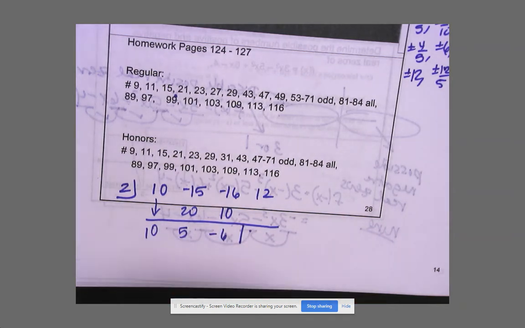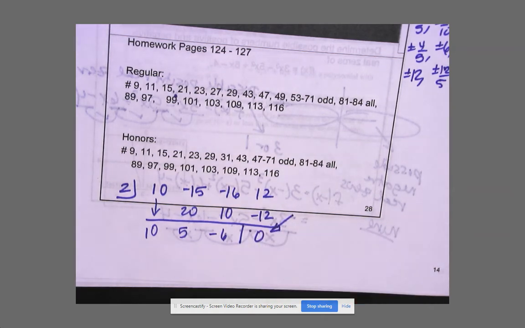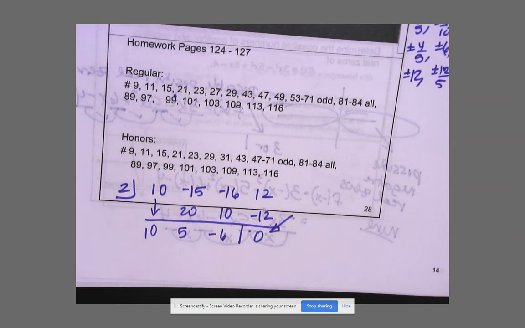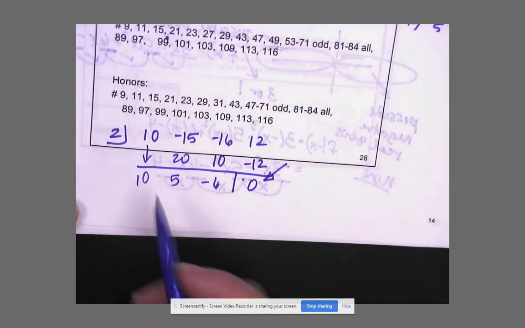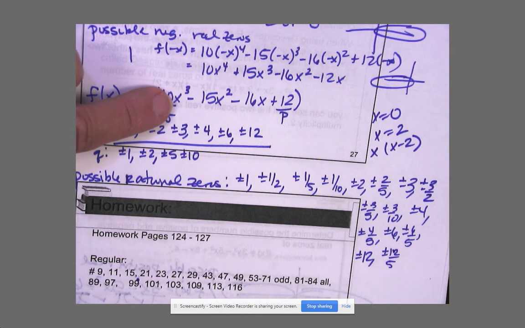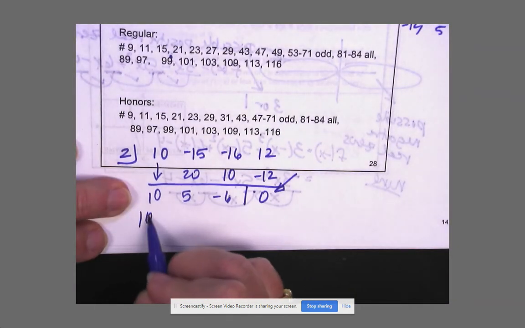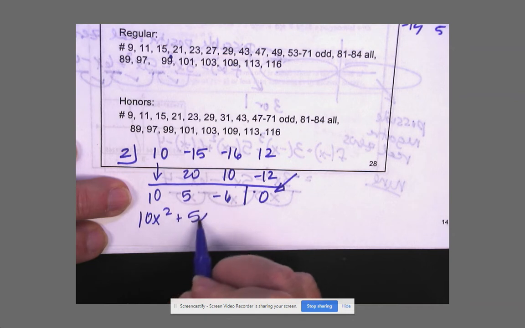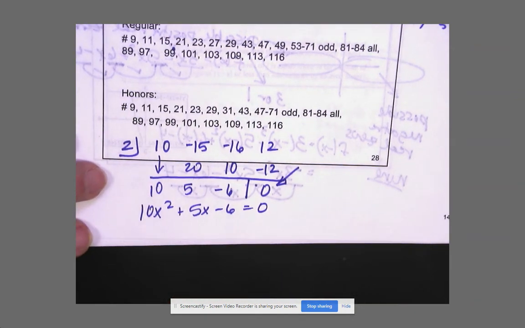And then what are you going to get? -12. Did we do that? Did we know that was going to happen? Did we know we were going to get a remainder of 0? Yes. Yeah, because it was a factor. Like we already knew it. And so that's why we know. And so now what is this going to be? It's a depressed polynomial. So it started out as a what? X cubed. So now we know it's going to go down to what? So you're going to get 10x squared plus 5x minus 6. Now here's the catch.